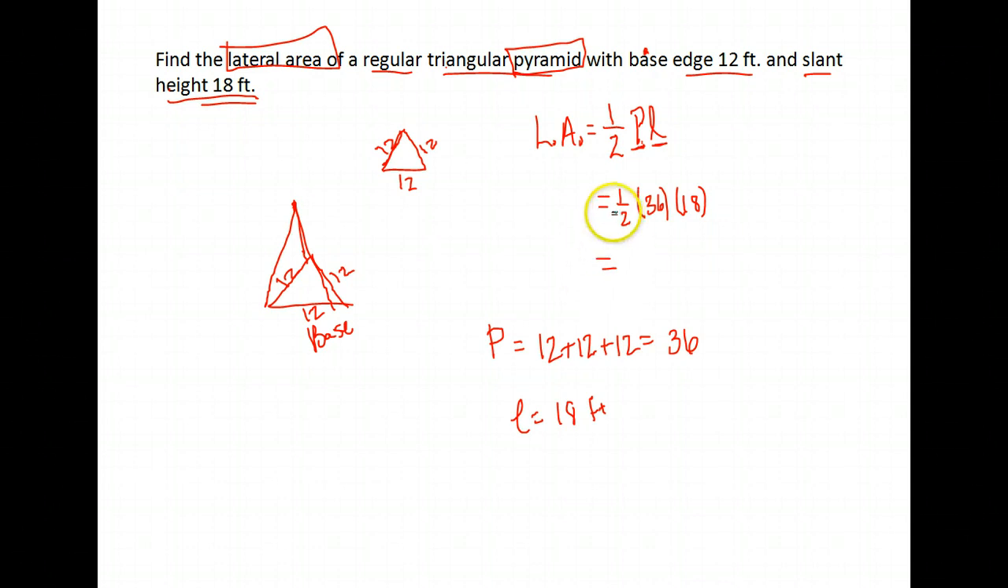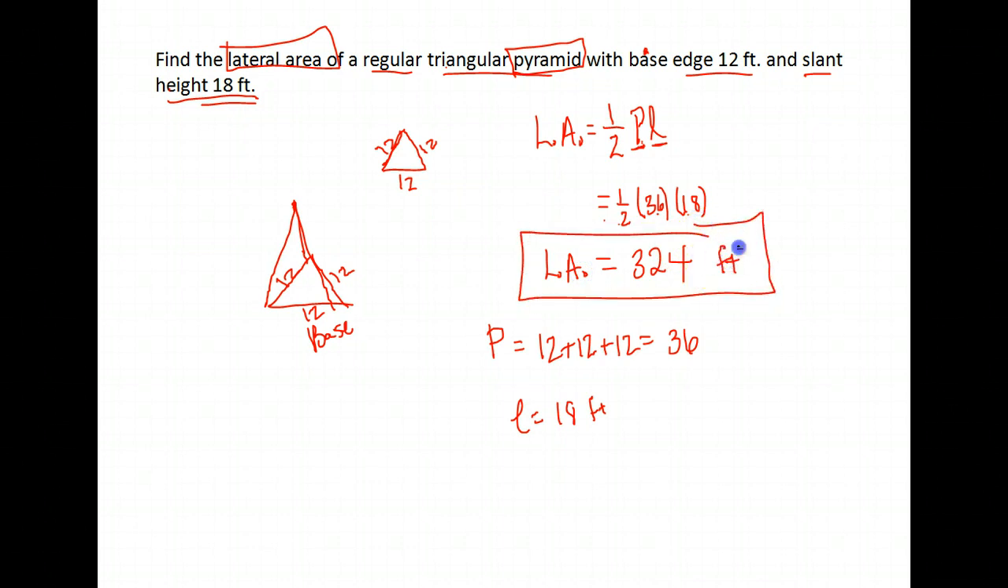Now, if you're scared of fractions, what you can do is take 36 times 18 and then divide by 2. That's the same as multiplying by 1/2. We have 36 times 18 is 648. Divide by 2 to get half of that, and we have 324. So the lateral area of this pyramid is 324 square feet.